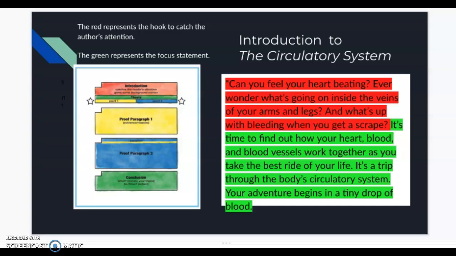in an essay. In this sentence from the circulatory story, the author tells us the book will explain how our heart, blood, and blood vessels work together. It also says we will take the best ride of our lives, so it makes us think that the author is going to make the story interesting.